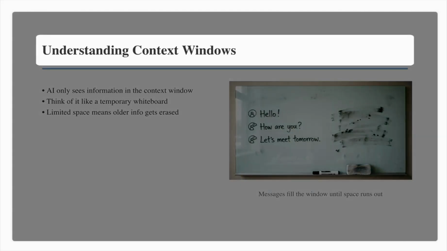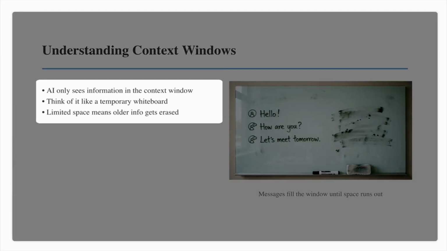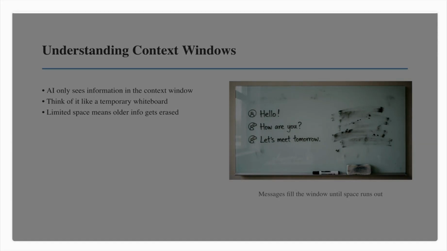Now let's dive deeper into how AI actually handles information. We're going to explore the concept of context windows, which is fundamental to understanding AI memory limitations. Here's the key point: AI only sees information that's currently inside the context window. Nothing outside of it is accessible. Think of it like a temporary whiteboard in a classroom. This illustration shows exactly what I mean.